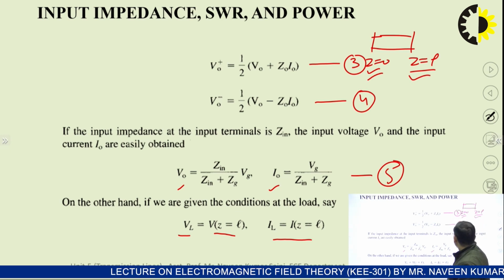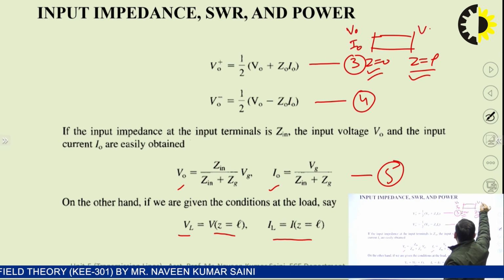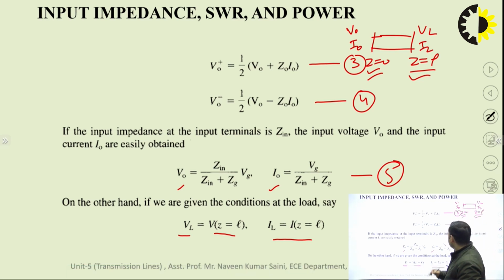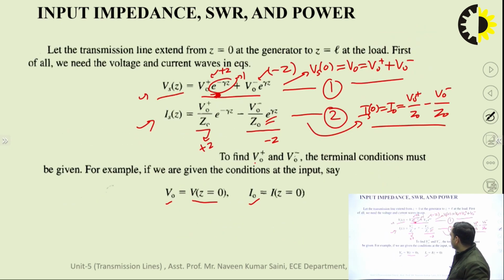So, in this case at this point here was the V naught I naught, here is the VL IL. In this section, this is the input side and this is the output side. So, VL, this one again we will do the same thing, we will apply in this equation. What we are doing, we will put the V naught plus e to the power minus gamma L, here is L, V naught minus e to the power gamma L. In place of Z we are putting the L.